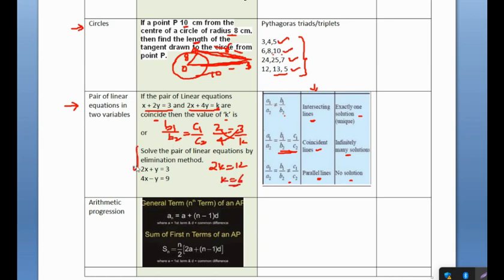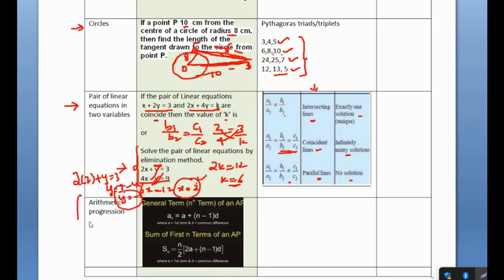One of the important expected questions in pair of linear equations in two variables is the elimination method. You have to eliminate y because the signs are opposite. 6x is equal to 12, x is equal to 12 by 6, which is 2. Substitute x is equal to 2 in any of the equations, we will get 2 into 2 plus y is equal to 3. So y is equal to 3 minus 4, which is minus 1. So this is how we have to do the elimination method.